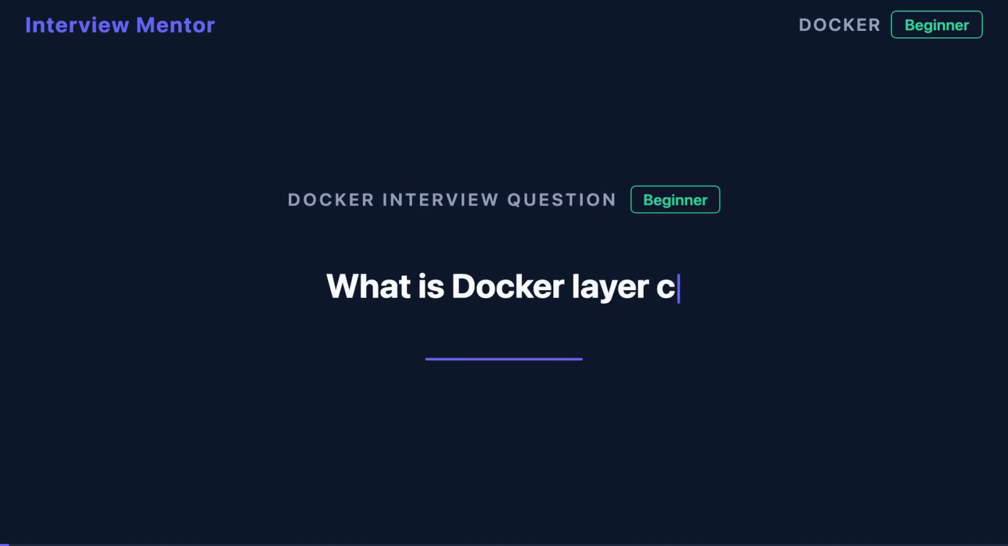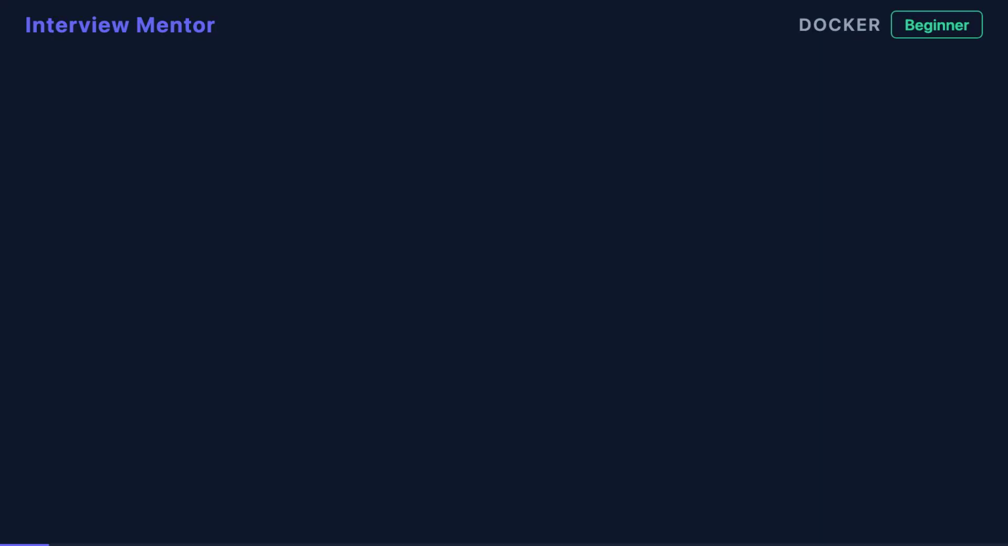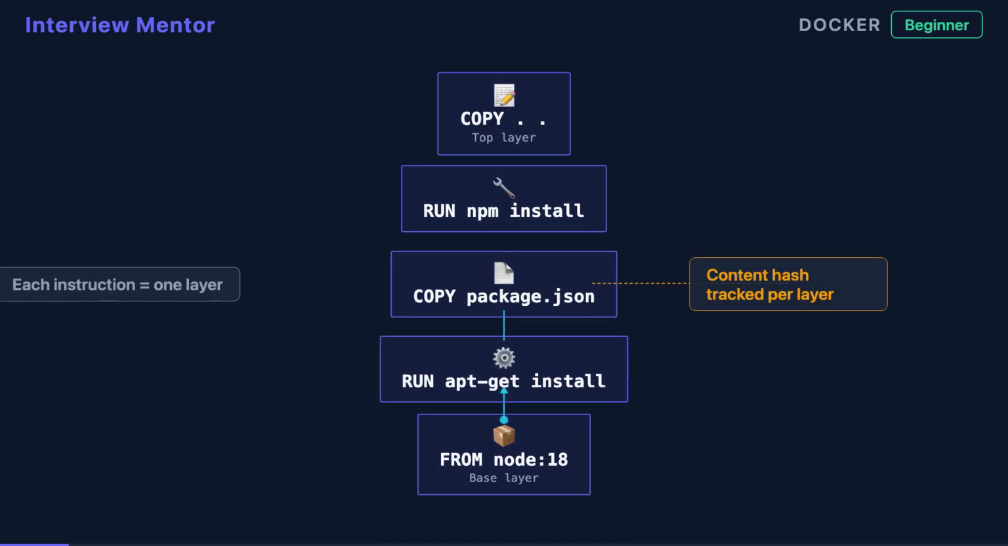Your CI pipeline rebuilds everything from scratch every single run. There is a better way. Docker images are built from stacked layers. Each instruction in your Dockerfile, FROM, RUN, COPY, creates a new layer on top of the previous one. Docker computes a content hash for each layer, and that hash is the key to everything.